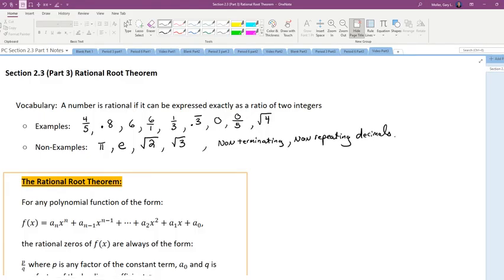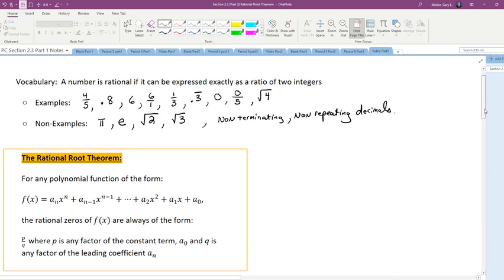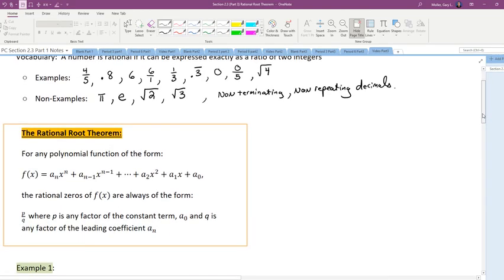All right. So the rational root theorem basically says this. If your function has a zero, and one of those zeros happens to be rational, now keep in mind, it doesn't have to be rational, it could be irrational. But if it has a rational zero, then the rational root theorem tells us that it is going to take on a certain form.